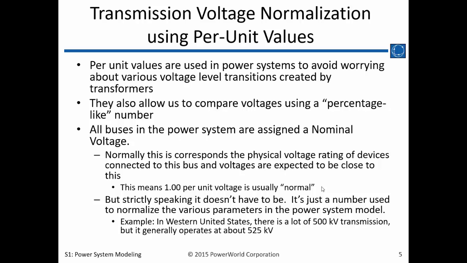An example of that is in the western US. There's a lot of 500 kV transmission, but it generally operates at about 525 kilovolts. So you might see the rating of 500, but you might consider normal or nominal to be 525. So that's just an example.